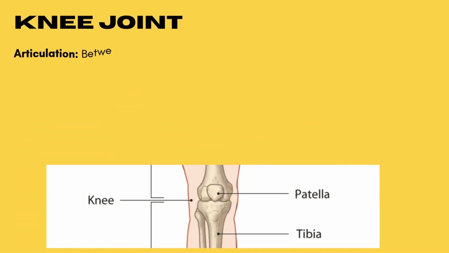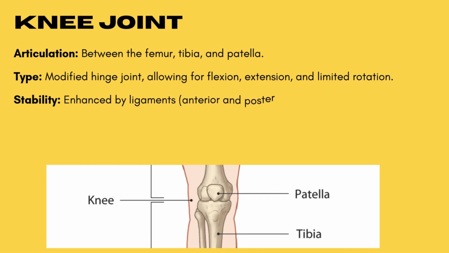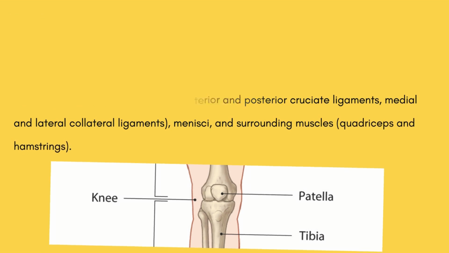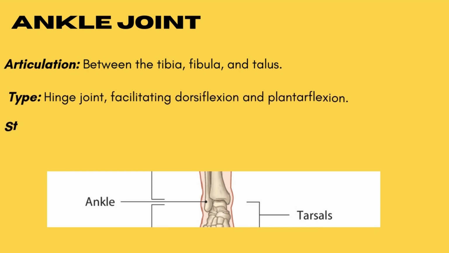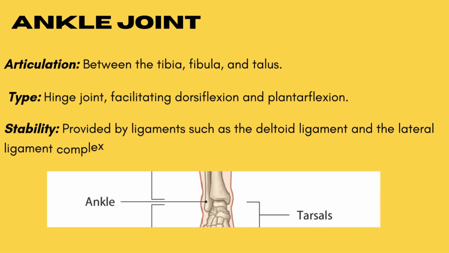Knee joint. Articulation between the femur, tibia, and patella. Type. Modified hinge joint, allowing for flexion, extension, and limited rotation. Stability. Enhanced by ligaments: anterior and posterior cruciate ligaments, medial and lateral collateral ligaments, menisci, and surrounding muscles: quadriceps and hamstrings. Ankle joint. Articulation between the tibia, fibula, and talus. Type. Hinge joint, facilitating dorsiflexion and plantar flexion. Stability. Provided by ligaments such as the deltoid ligament and a lateral ligament complex.